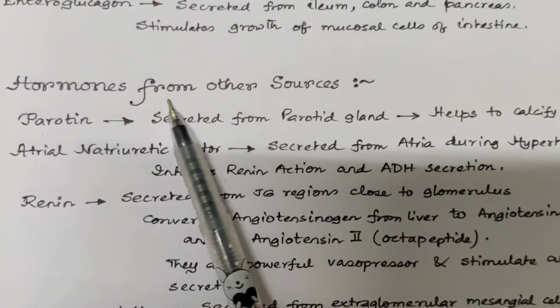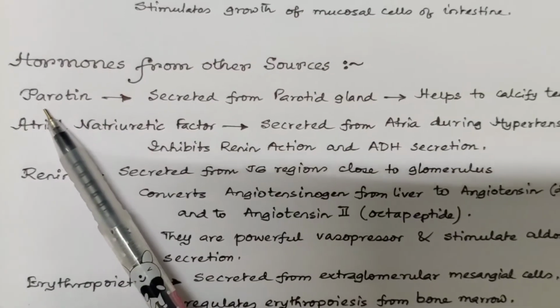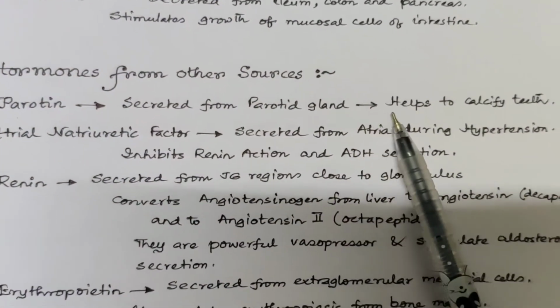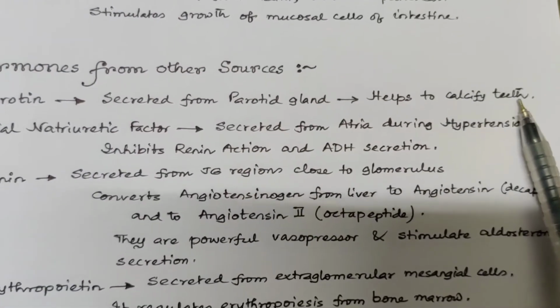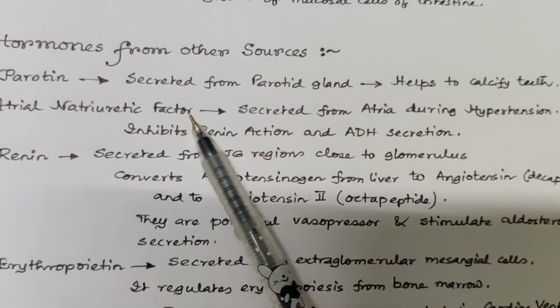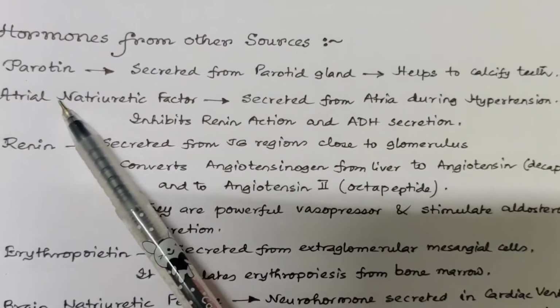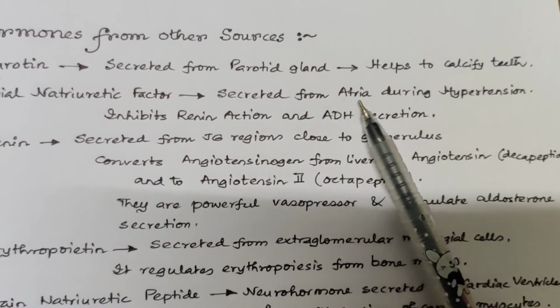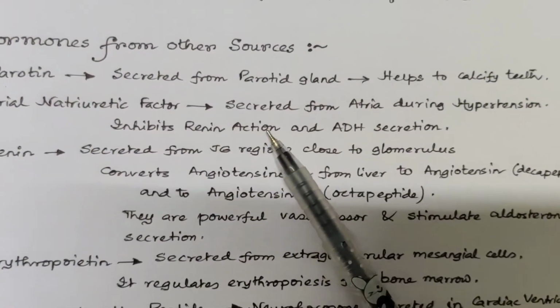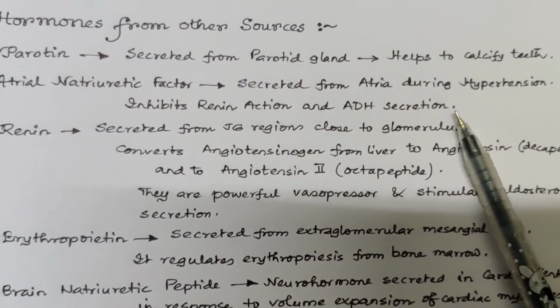Now the hormones from other sources. One is parotene. Parotene is secreted from the parotid gland of salivary gland. It helps to calcify the teeth. Then atrial natriuretic factor, as I was talking about, ANF, is secreted from atria during hypertension. It inhibits renin action and ADH secretion.